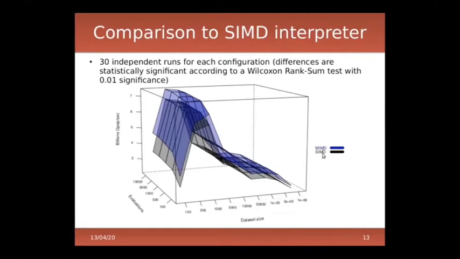So here we compare the SIMD interpreter in black with the MIMD interpreter in blue. We execute 30 runs and use a Wilcoxon test in order to identify if the difference between the interpreters is significant or not. And all differences were significant here. So here in the x-axis we have the dataset size from 100 to 1 million cases. Here we have the population size from 100 to 10,000 individuals. And in the z-axis we have the number of GP operations per second in billions.